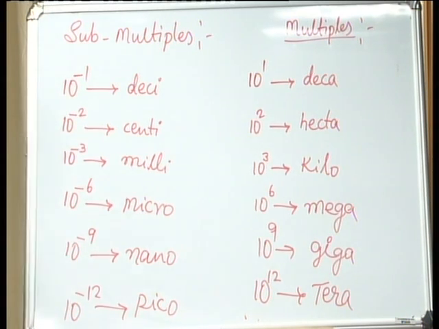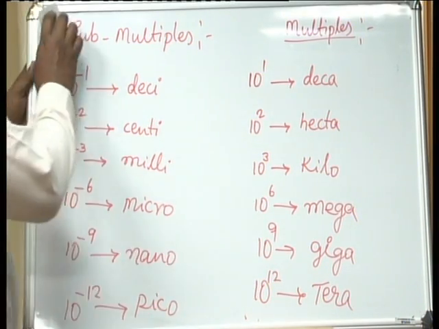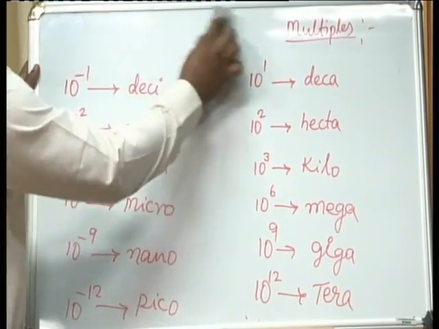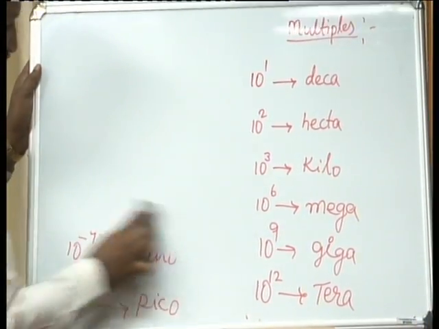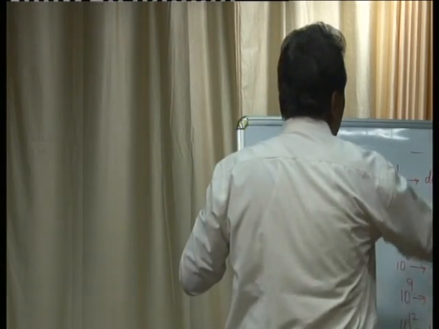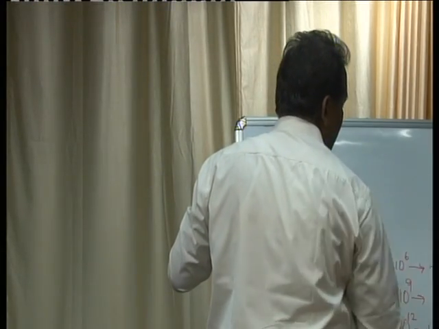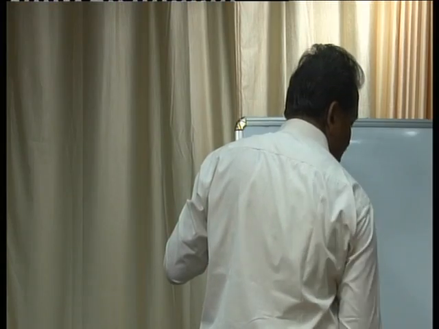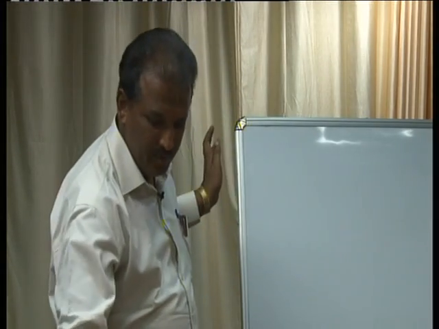This is about the discussion on units according to your syllabus. Now, let us concentrate our interest on dimensions of a physical quantity. It is not a separate chapter; it comes under the same chapter. So, dimensions of a physical quantity.